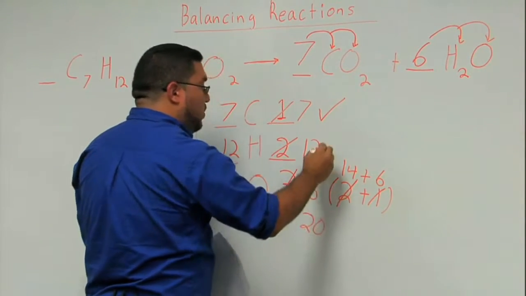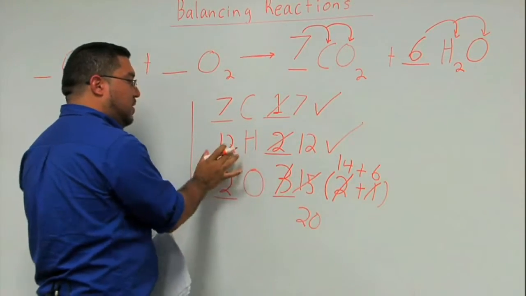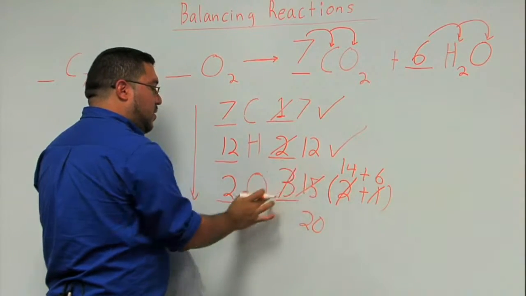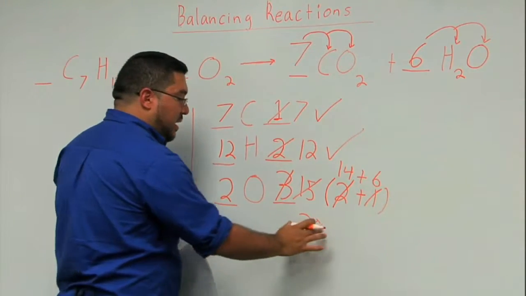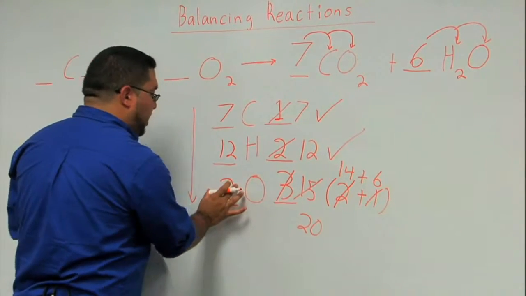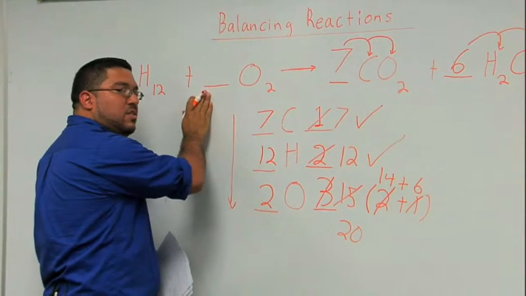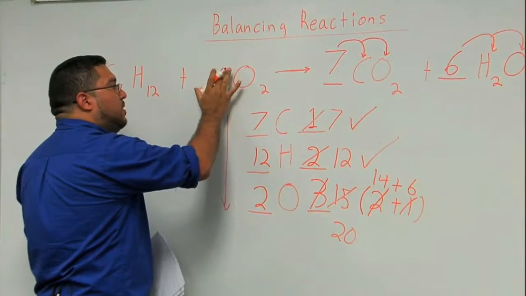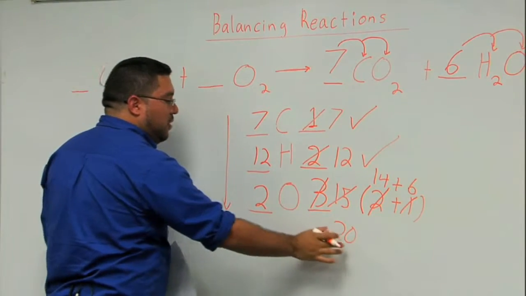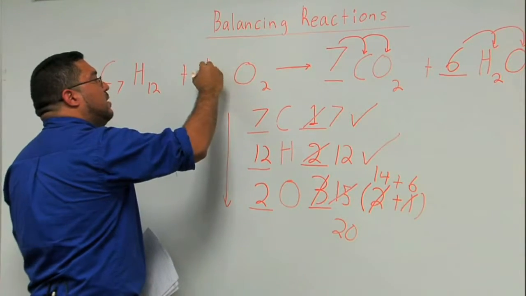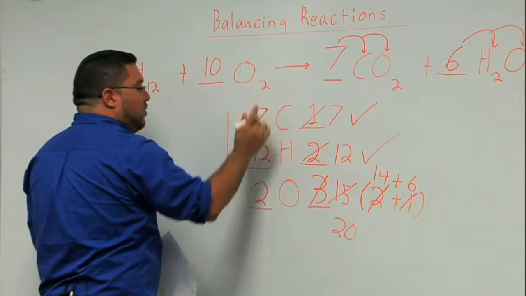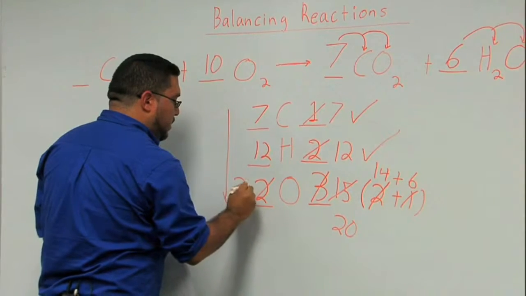Now all you have to do is balance the oxygens, because you can see that the hydrogens are balanced. All we have left is the oxygen. I have 20 on the right, I only have 2 on the left. So what coefficient am I going to have to add to this oxygen in order to balance this? Well, it's going to be some number times 2 to give me a total of 20. So it'd have to be a coefficient of 10. 10 times 2 gives me a total of 20 oxygens.